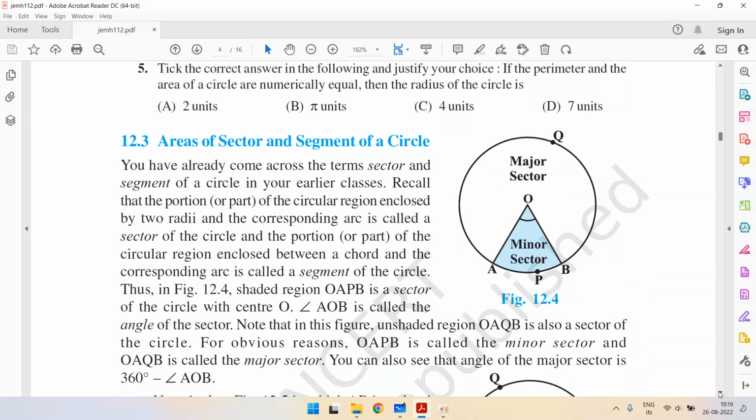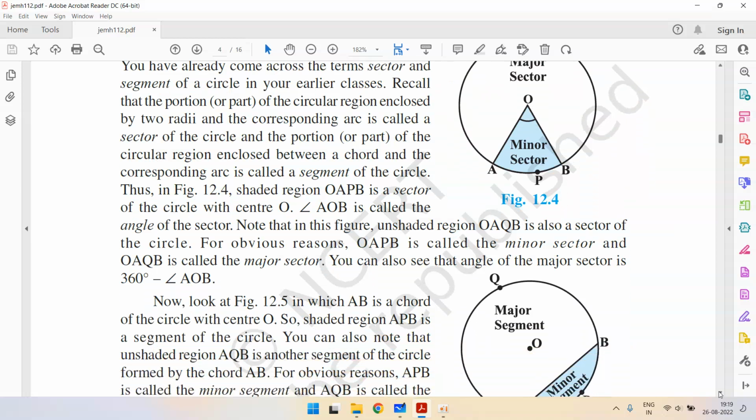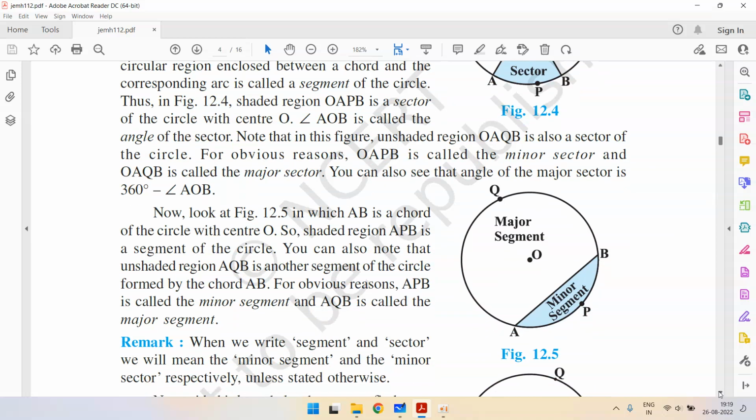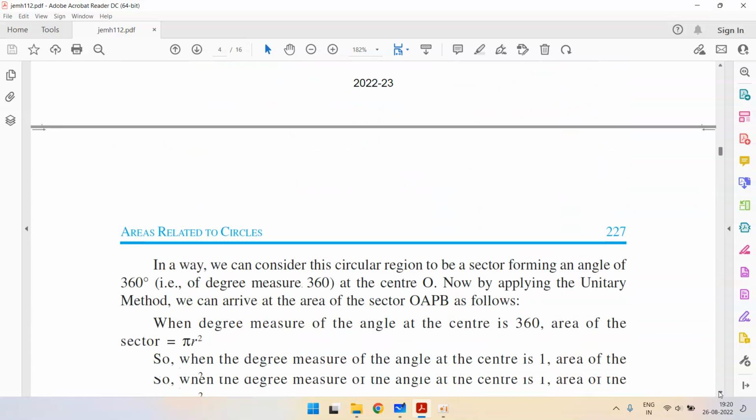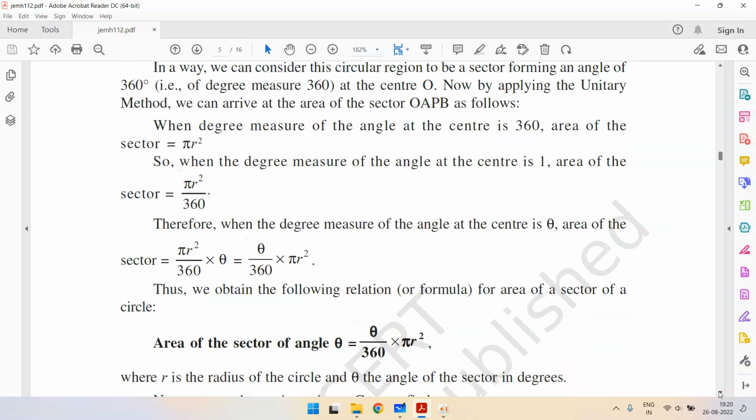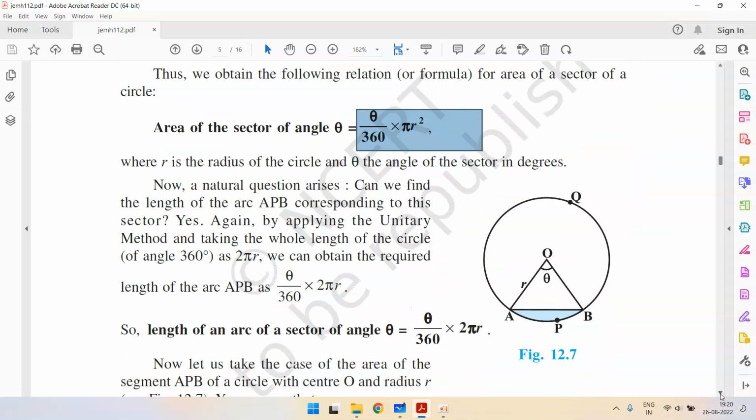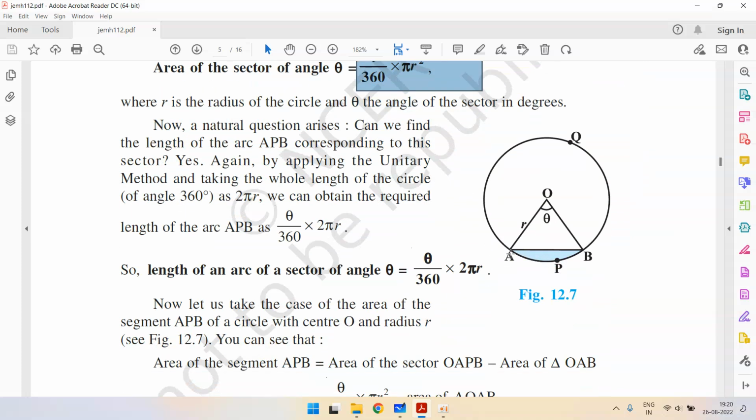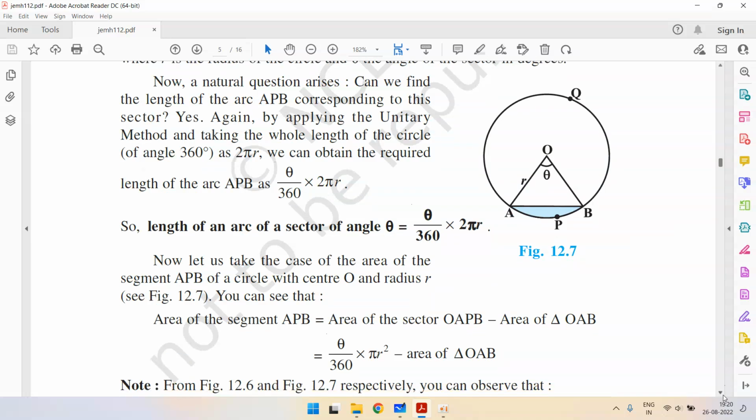In the previous lecture, I covered major sector, minor segment, major segment, and this theta angle, and how we calculate the area. This is theta by 360 into pi r square. Then how you calculate the area of APB, this segment: it is the area of this sector minus the area of the triangle. This we have covered.